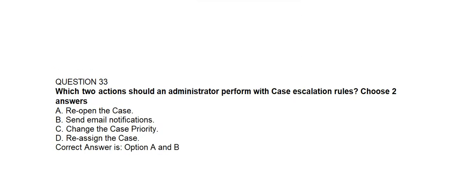Question number 33. Which two actions should an administrator perform with case escalation rules? Choose two answers. Option A. Reopen the case. Option B. Send email notifications. Option C. Change the case priority. Option D. Reassign the case. Correct answer is option A and option B. Reopen the case and send email notifications.